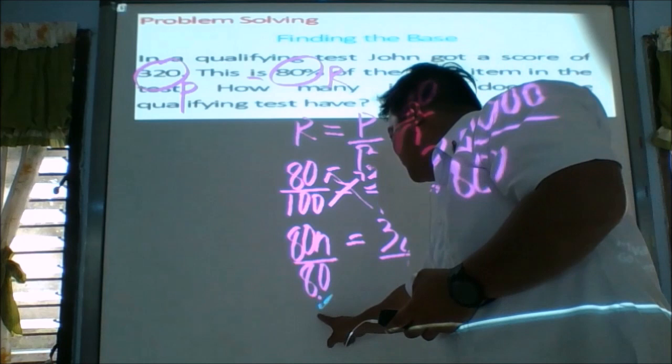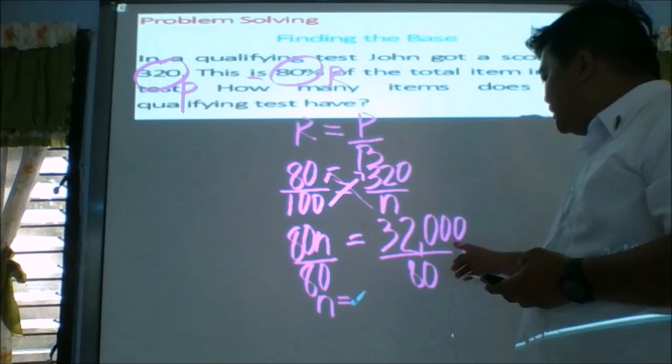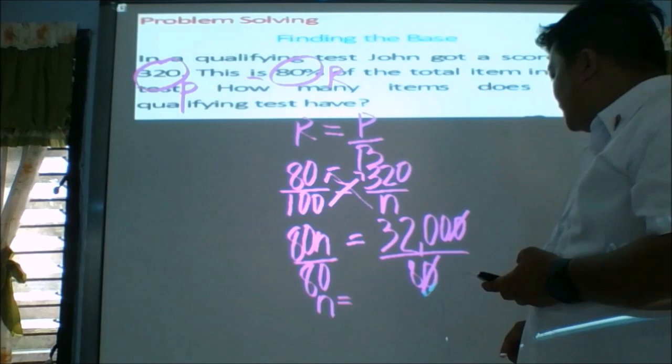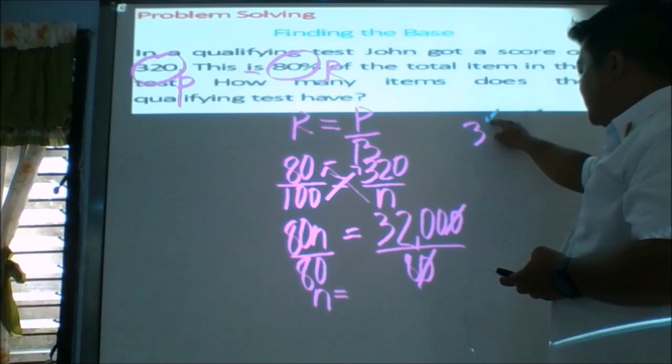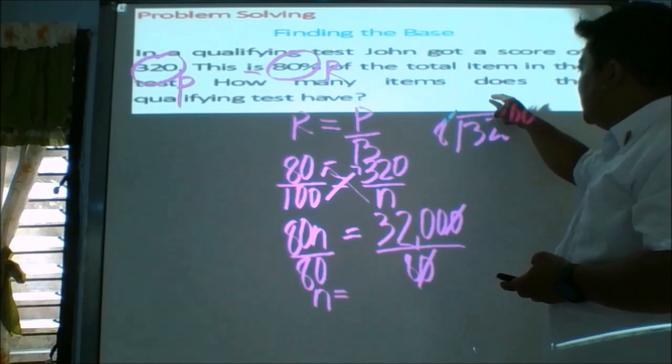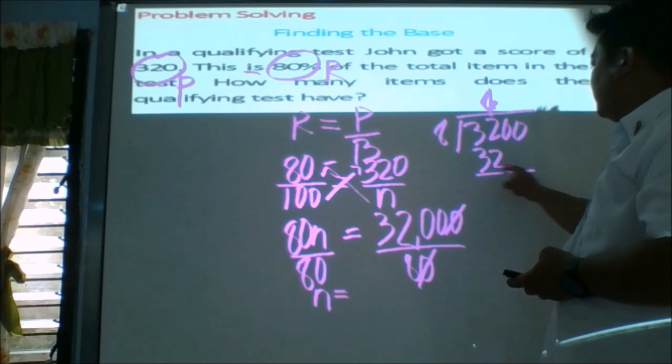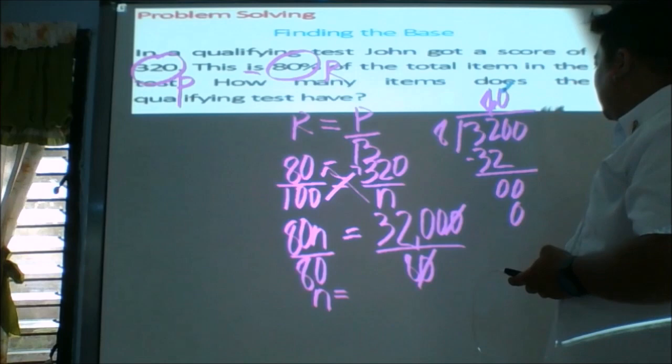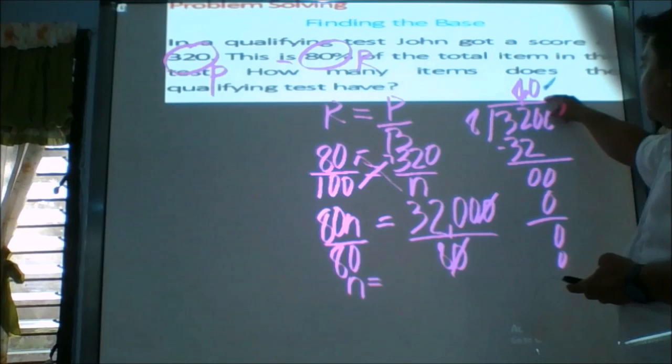So 32,000 divided by 80, cancel the terminal zeros. We have 3,200 divided by 8. 32 divided by 8 is 4. Subtract, bring down zeros. 0, again bring down zeros, so 400. So n is 400.